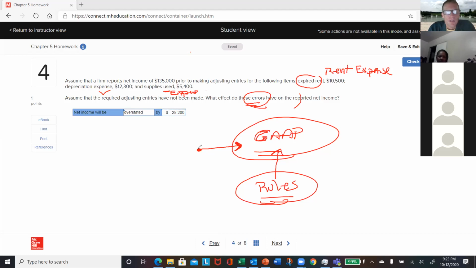All right, enough about that. Again, this is just to show you that these adjustments do have impacts on your financial statements, and you've got to do them. Okay. So that was number 4, and I think you've got 8 of these problems in Connect. You've got to get these done.